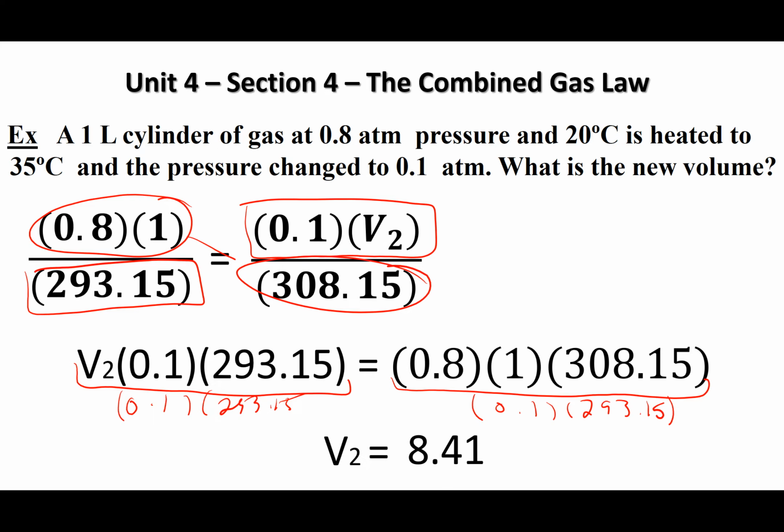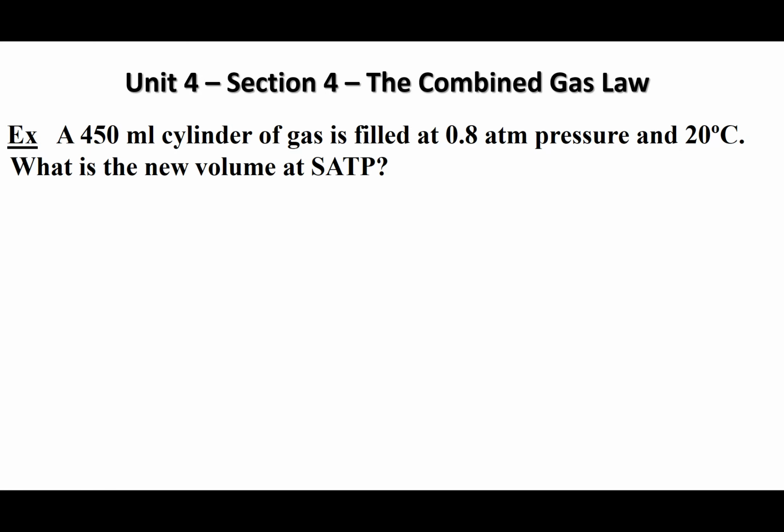Now, what are the units on this volume? So back up at the top here, we had 1 liter, so liters is what we were using. So liters is going to be the unit for V2. So let's tackle another one here with a few more wrinkles in it. We've got a 450 ml cylinder of gas filled at 0.8 atmospheres and 20 degrees Celsius. What is the new volume at SATP?